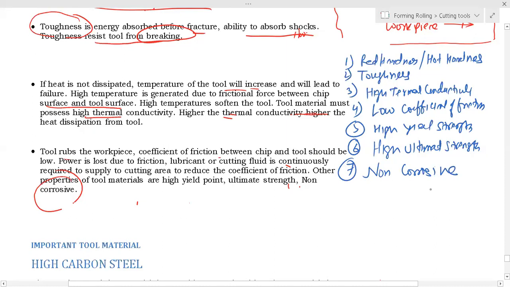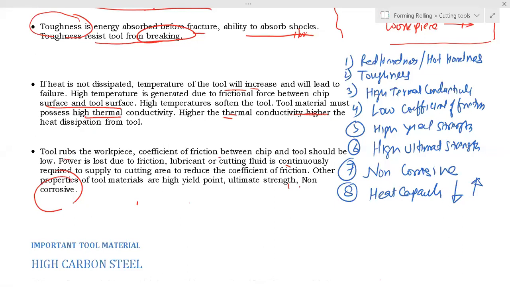Then any more property? What about the heat capacity? Heat capacity should be low, because if heat capacity is more, it will take more heat. Right now, heat capacity is low and high. Tell me, heat capacity high or low? Tell me whether you have understood it. Then you have to answer me whether heat capacity is low or high.